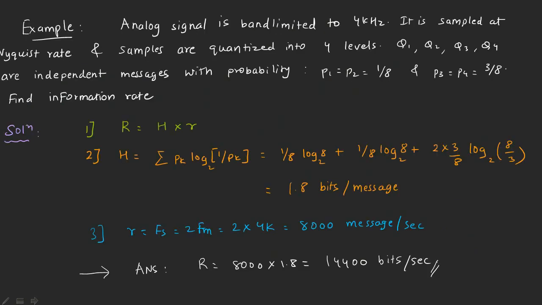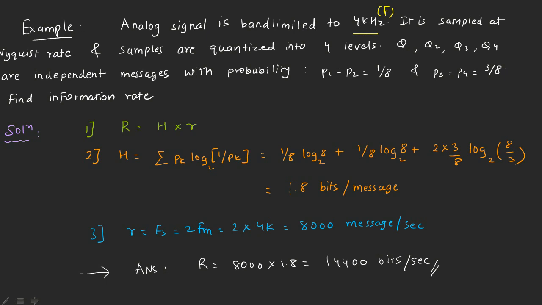Now let's look at the exact question. We have the first example. An analog signal is band limited to 4 kilohertz, so we have the frequency given in the question. It is sampled at the Nyquist rate and the samples are quantized into 4 levels, Q1, Q2, Q3 and Q4.